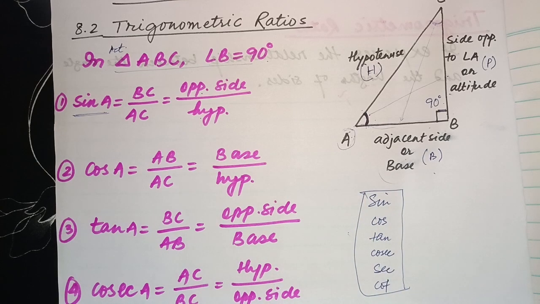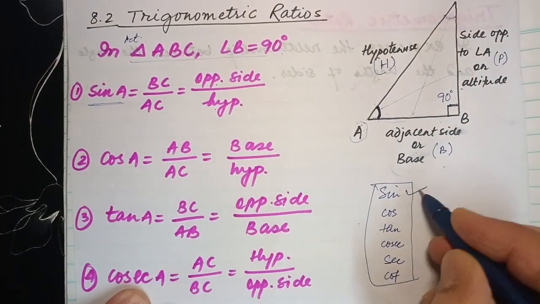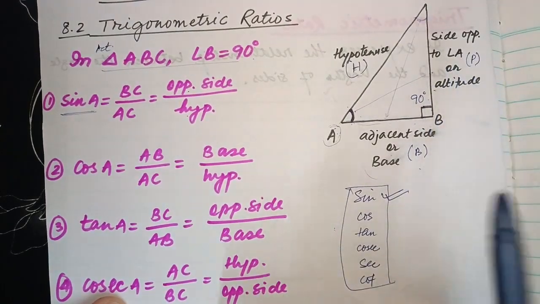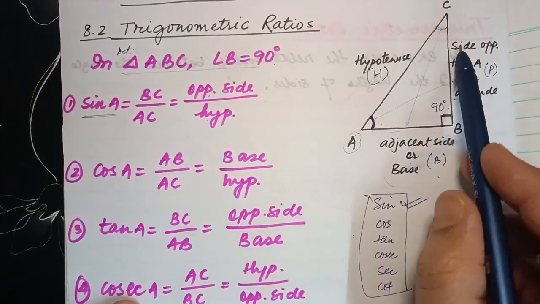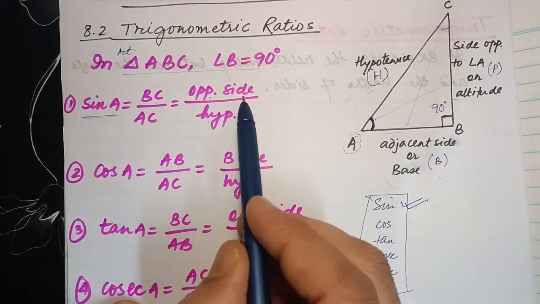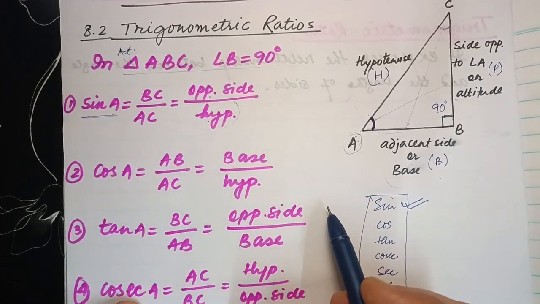Okay, so here if I take sine first, how to find sine? Sine means the ratio between two sides. Which sides? The side opposite to this angle and the hypotenuse: opposite side by HYP, meaning hypotenuse. I am writing it short here.